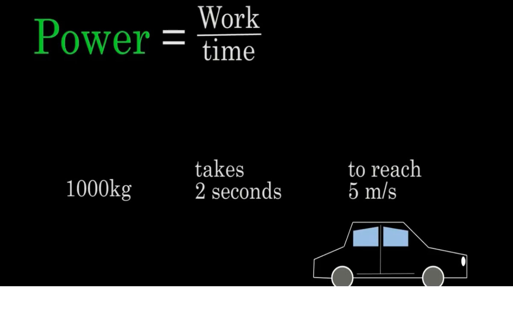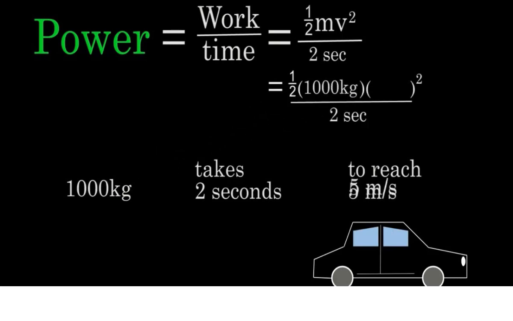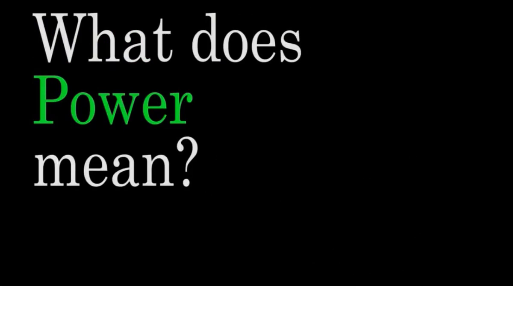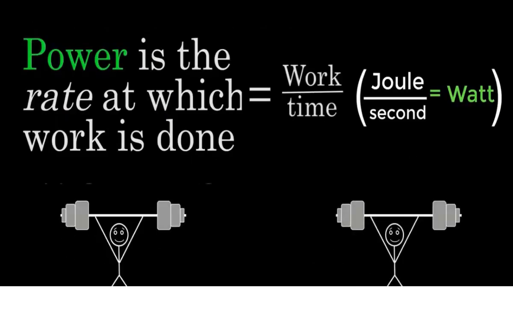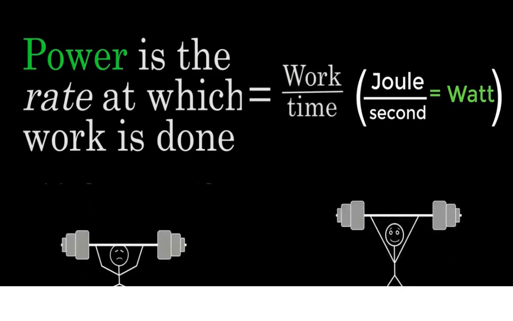Here work is not given, but the car is moved with a velocity, so it will gain kinetic energy, and that kinetic energy will convert into work. So we can write half mv square by time, and we know here the mass and velocity are given. If we put the value of mass, velocity and time, then we will get the power of the car is 6250 watt. Now what does power mean? It means the rate at which the work is done. Hope you have understood the videos.